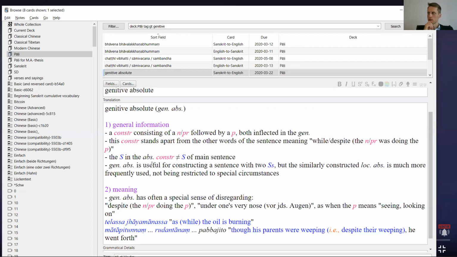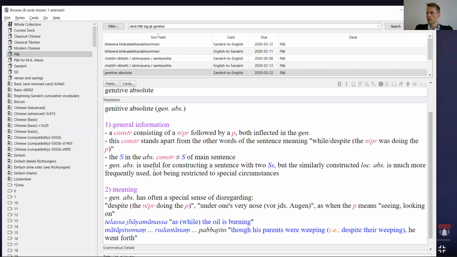So it gives the simultaneity of the action, or also despite of. So while he was doing the participle, or despite he was doing the participle. So the subject of the absolute construction is not the subject of the main sentence. So that we have two different subjects, unlike, for example, constructions with the gerund, the absolutive.